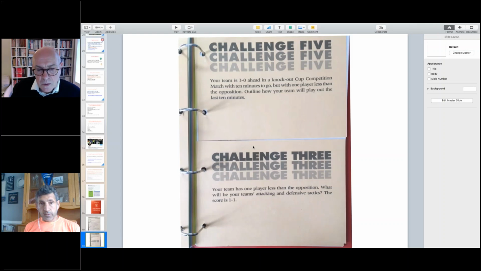Here's one at the bottom. Your team is one player less than the opposition. How will your team's attacking and defensive tactics change? The score is 1-1. Is this going to be sophisticated tactics or not? No, but it's an opportunity to give some ownership to the kids, and you can devise these yourself quite easily.